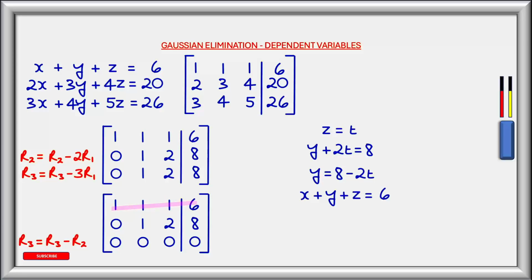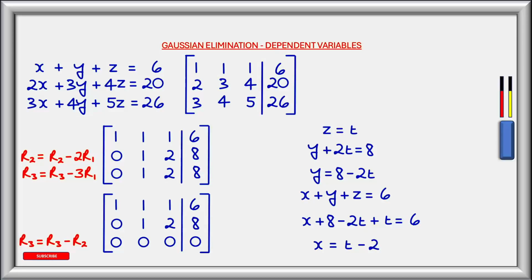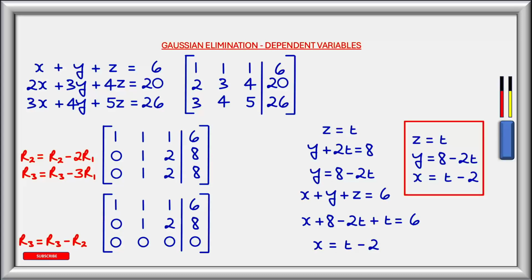If we now use row 1 of the matrix, this row here, it tells us that x plus y plus z is equal to 6. If we now substitute our expressions for y and z into this equation, we get x plus 8 minus 2t plus t is equal to 6. Simplifying this, we get x equals t minus 2. And so we have z equals t, y equals 8 minus 2t, and x equals t minus 2.